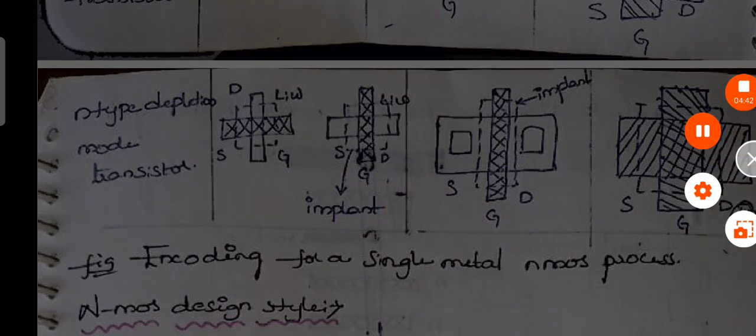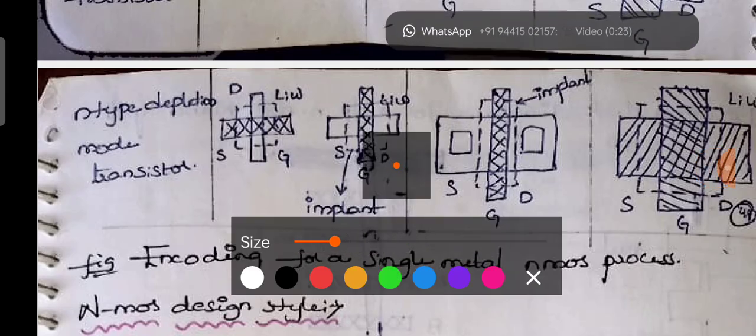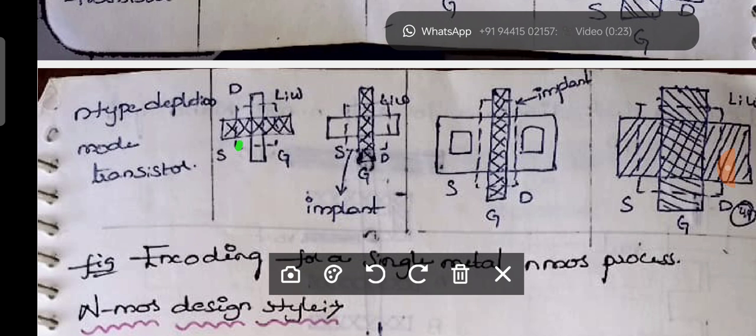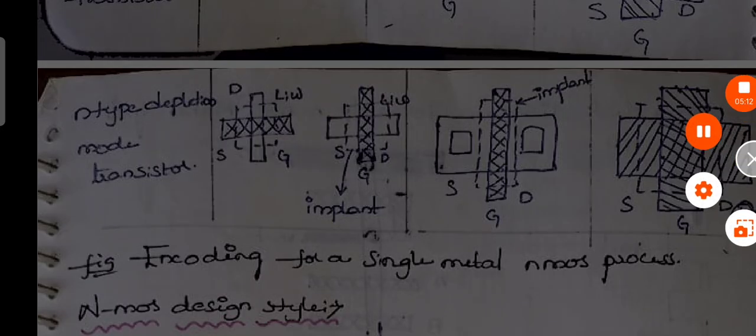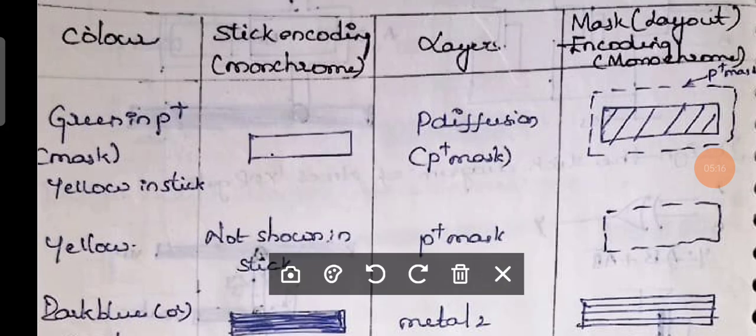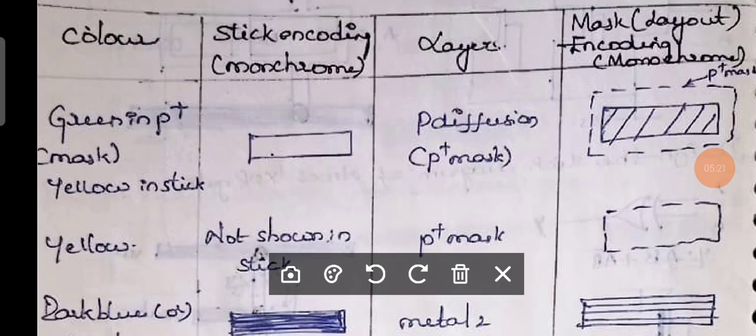Are you clear? Is there any variation present in that? There is no variation between the enhancement mode and depletion mode except this implant. Is it clear, all of you? You can observe this implant, right? In the layout or symbol or stick diagram representation. Is it understood? These are the monochrome encoding representations of NMOS and PMOS. Now let us look at how CMOS looks. You may observe very clearly. In CMOS you have a P diffusion.